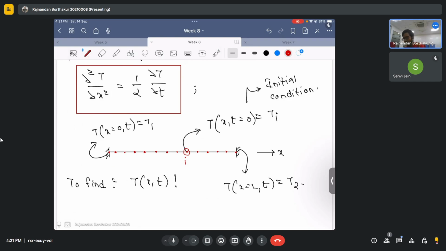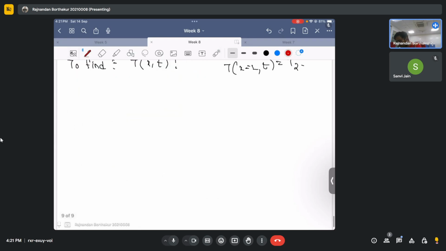Let's say this grid is I, and try to write down the equation on this grid I. Now this would be just I plus 1, and this would be just I minus 1, the other neighboring grids. So I will try to write the equation on this ith grid, and the neighboring grids are I plus 1 and I minus 1.